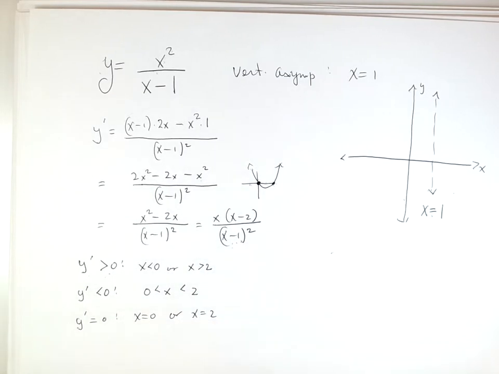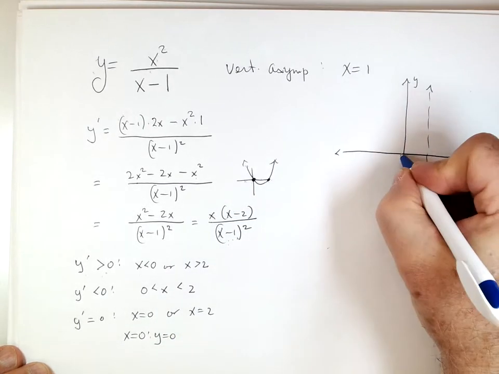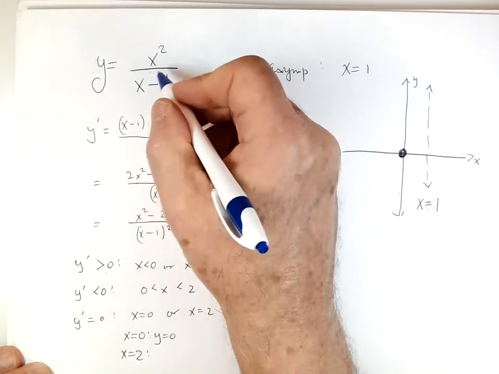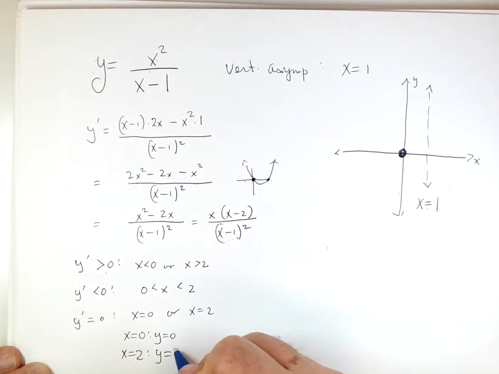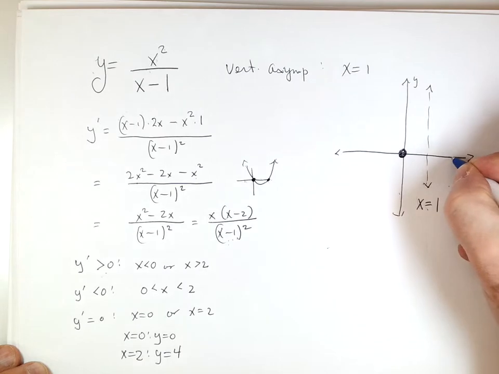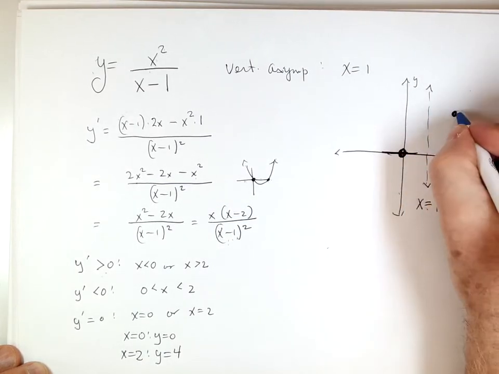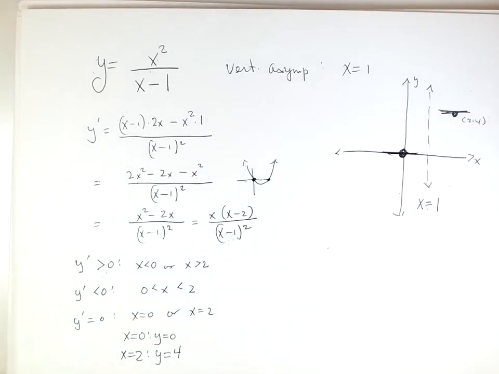And these are important, so let's substitute these back into the original to find my horizontal tangents. When x is 0, y is 0. So at the origin, we have a horizontal tangent line. Or x equals 2. When x is 2, we get y is 4 over 1, we get y is 4. So (2, 4) is another horizontal tangent. So we got a horizontal tangent and a horizontal tangent. This is (2, 4). Okay, this is everything we need.